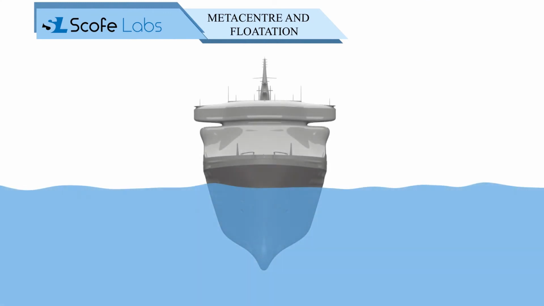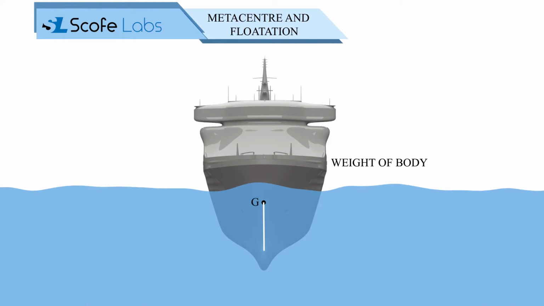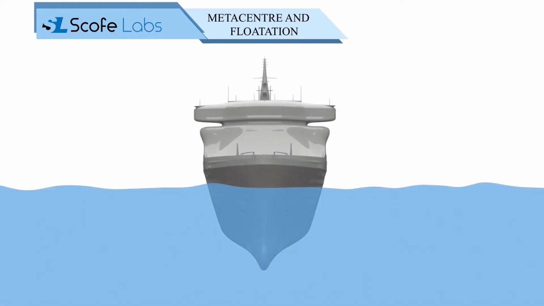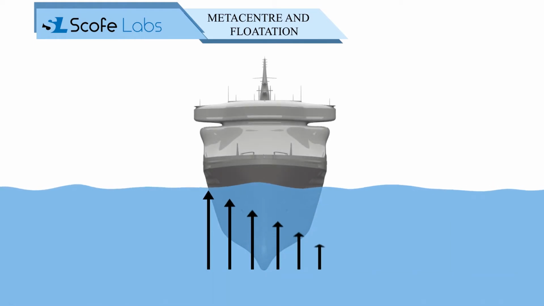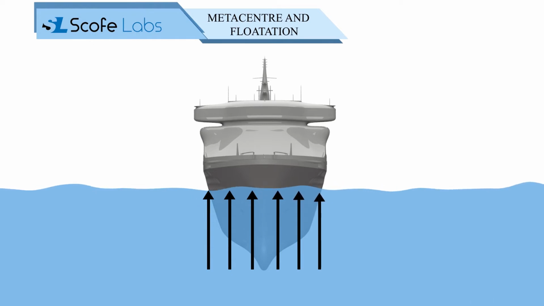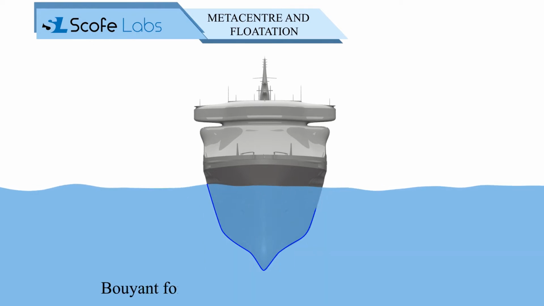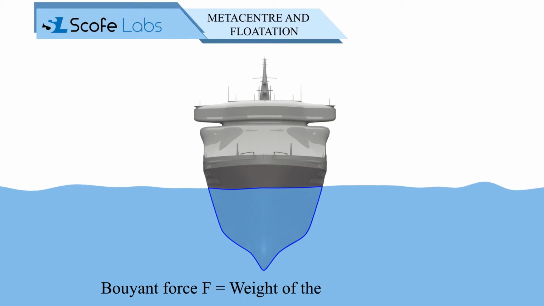In the case of ships, two types of forces act on it. First is the vertical downward force of gravity, which is equal to the weight of the body, which acts at the center of gravity of the body, G. Another force which acts on the ship is the buoyant force, which acts due to the force exerted by the fluid on the ship. The buoyant force F is equal to the weight of the water displaced by the immersed body.